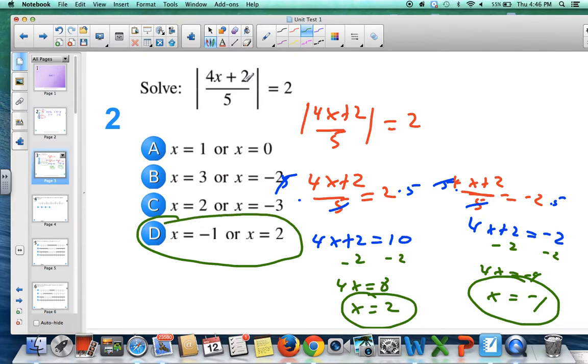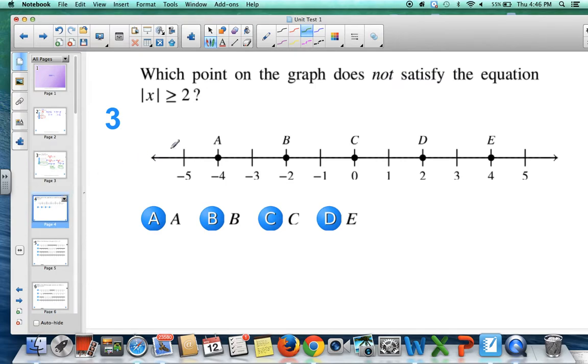When we plug this back in, they both work. You can check that one. This one here is one that kind of baffled me on how many people miss it. Hopefully we missed it simply because we didn't see the words not satisfy. Because if I put these numbers in, negative 4, absolute value of negative 4 is greater than or equal to 2. Absolute value of negative 4 is 4. Is greater than or equal to, that's true. It says what does not satisfy. So that does satisfy. That's out.